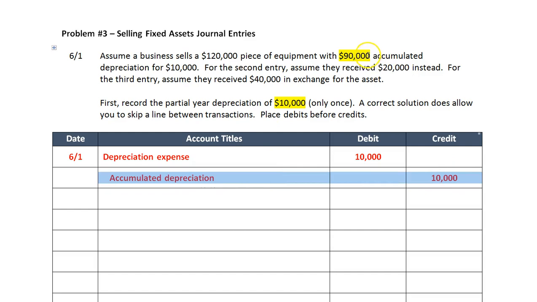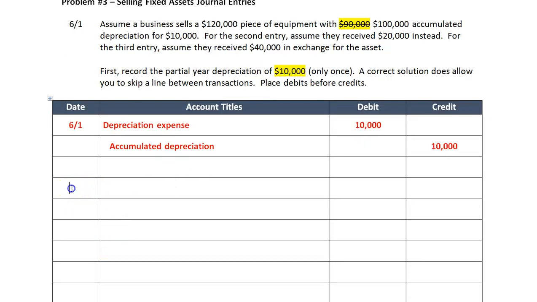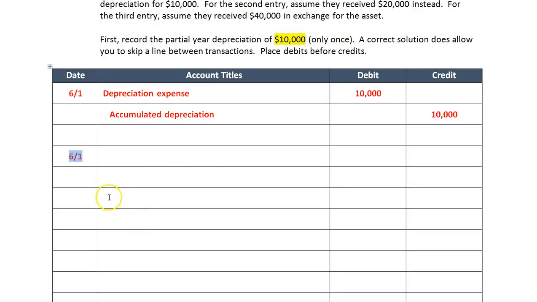So I would cross this number out and write 100,000 effectively. Alright, so other than that, it's going to be pretty simple. It's just like what we saw in the quiz. What we're going to do, we're going to take the equipment off our books.